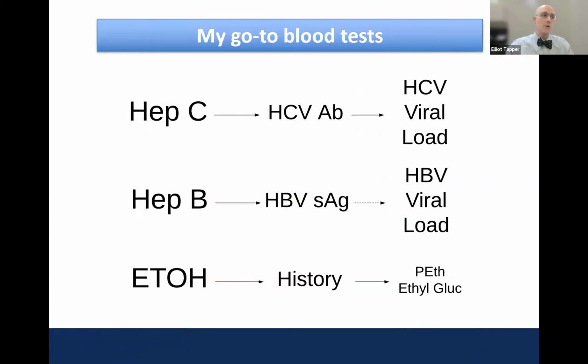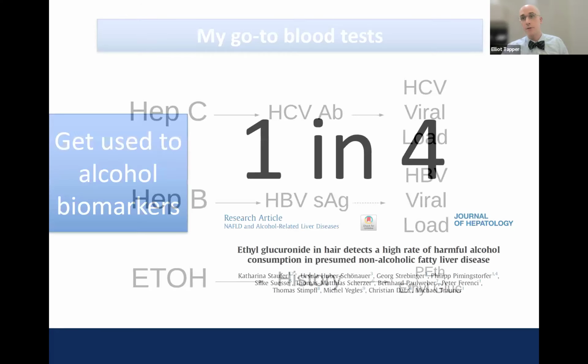In order to make sure I'm dealing with steatotic liver disease, or fatty liver disease, I will check for Hep C. The CDC commands that we screen for it. Particularly in high-risk people, I'll look for hepatitis B. And I'll think about whether or not this person is drinking alcohol. I'll ask them about alcohol, but I'll also use biomarkers.